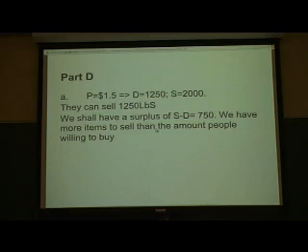With part D, if the price is $1.50, that would make the demand 1,250 and the supply 2,000. But we'll have a surplus, which is supply minus demand, of 750. We'll have more than the people are willing to buy.